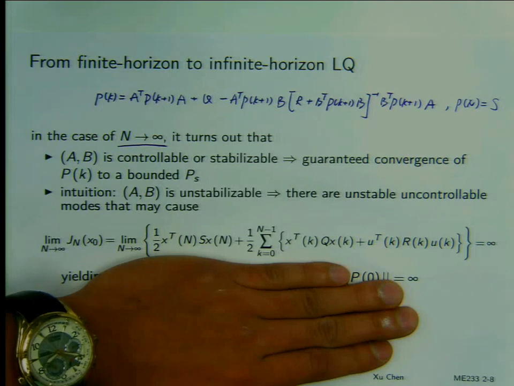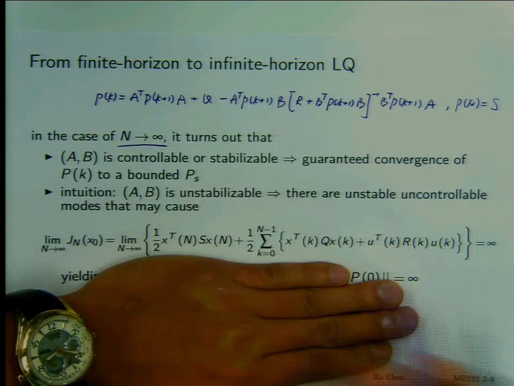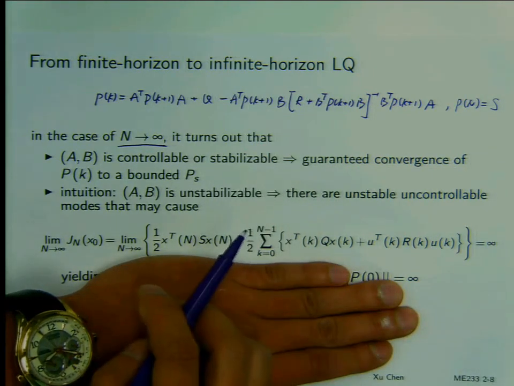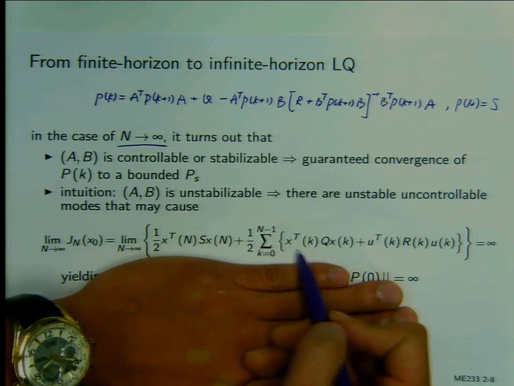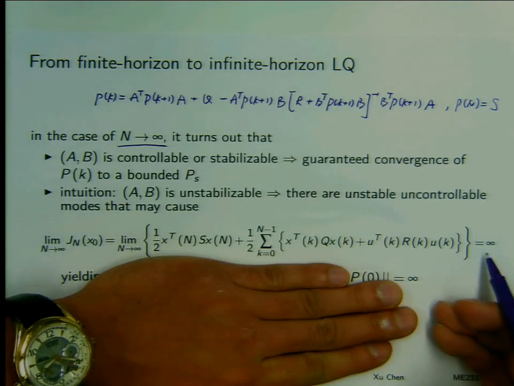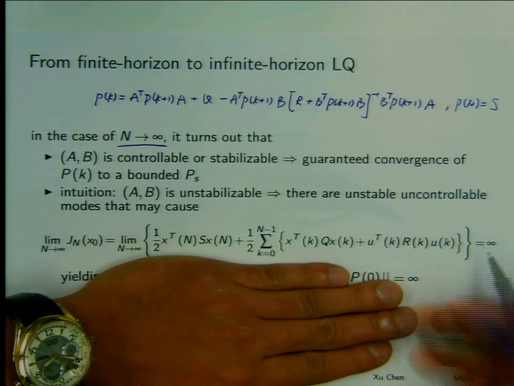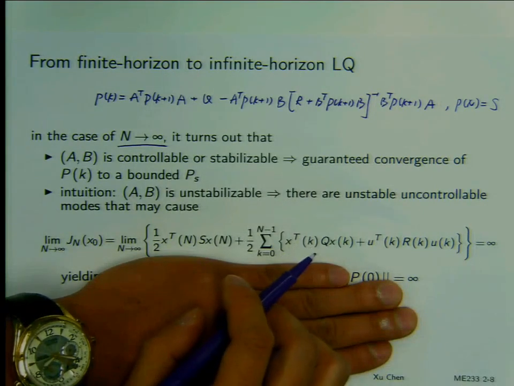It means some of the states we cannot control, right? So it's largely possible these states have chances to blow up to infinity, right? That's the intuitive meaning of not controllable or not stabilizable, right? So if some of the states just go wild, this guy is going to go to infinity. We can't minimize it. We don't have the control effort to place on these states, right?